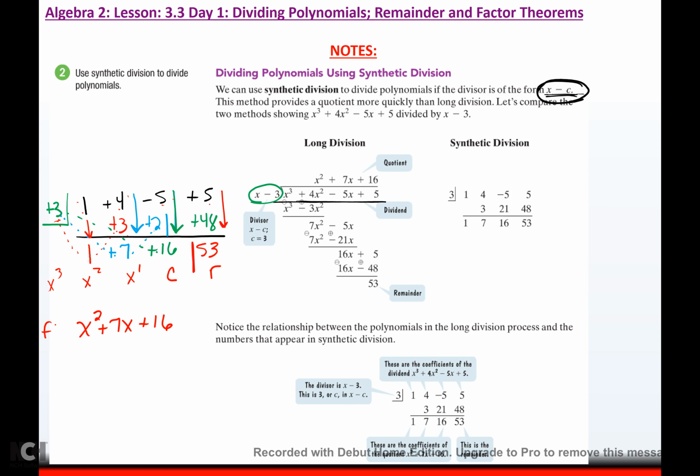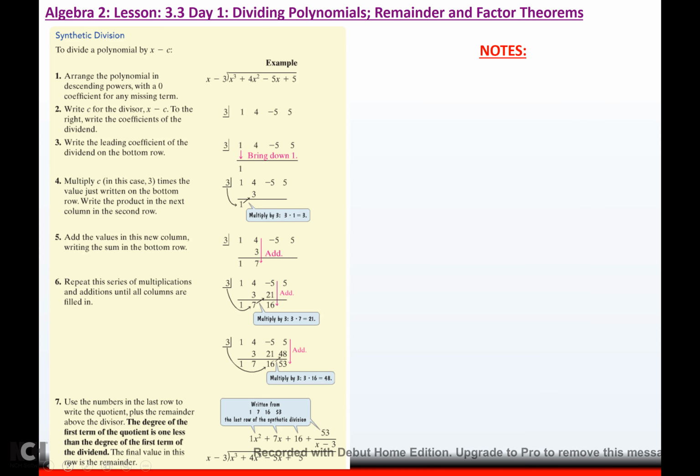So my function, if I'm going to write it in the proper form, is equal to my divisor times my quotient. Now your quotient is down here, which is 1x squared plus 7x plus 16, plus my remainder, which is 53. Okay? That's synthetic. Here's another example, and without the storytelling.